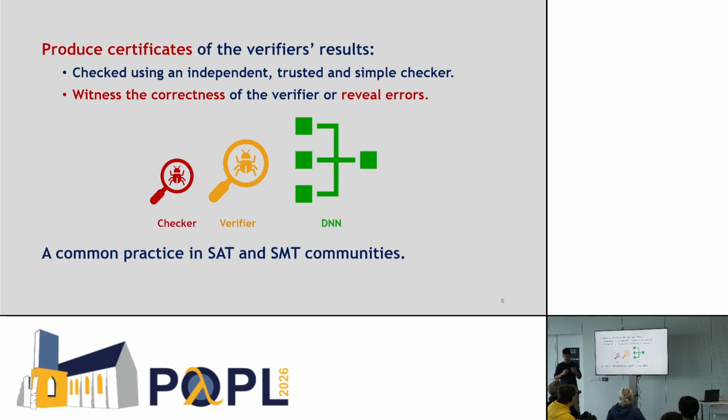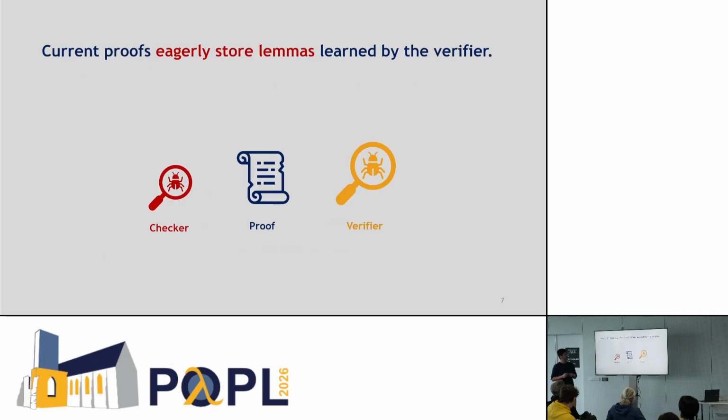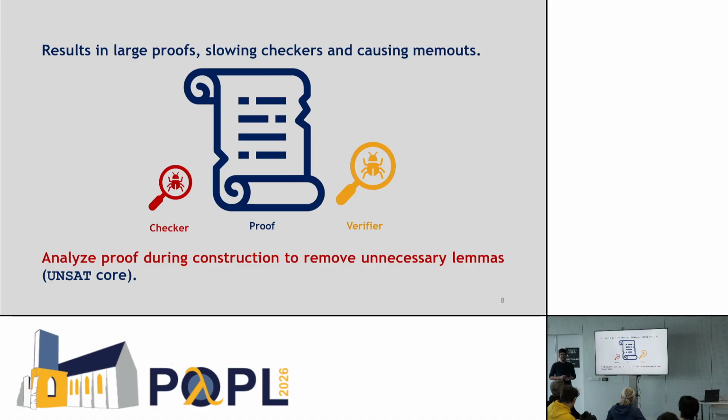So instead, what one can do is to enhance a verifier with a proof production capability, as is often done in SAT and SMT solving. The verifier would not only return a result, it will accompany the result with a proof of the result, and that proof could be checked and witness the correctness or reveal the errors made during the verification process. But there are also problems with these proofs. Currently, proofs are eagerly storing lemmas that were learned by the verifier, and that might lead to very large proofs and might be unnecessarily large.